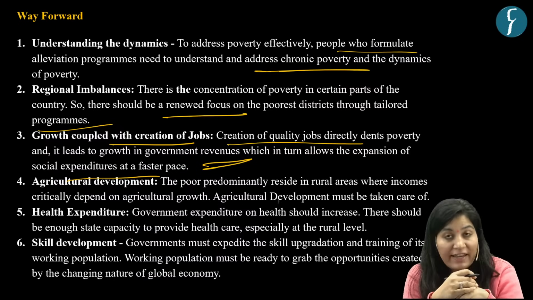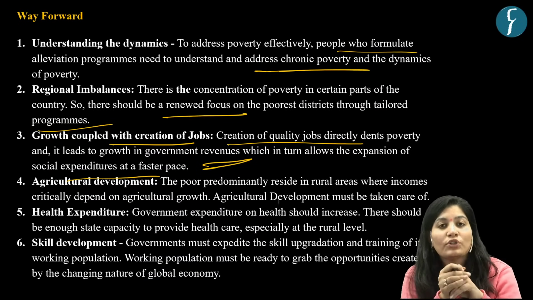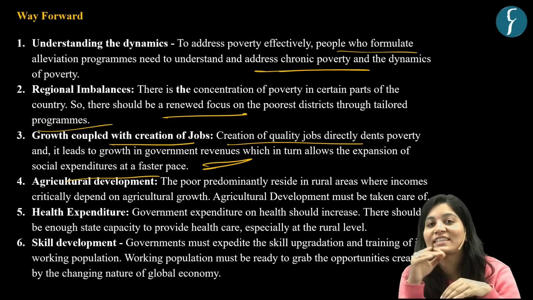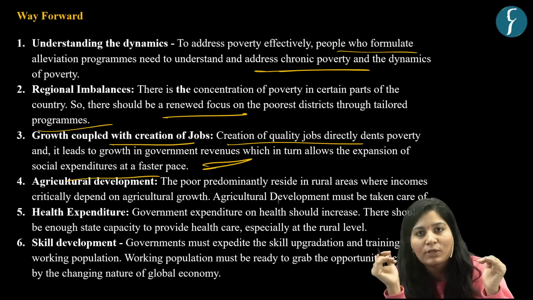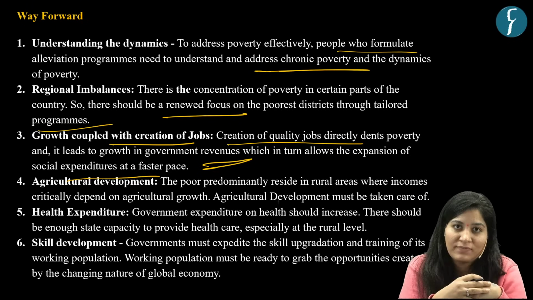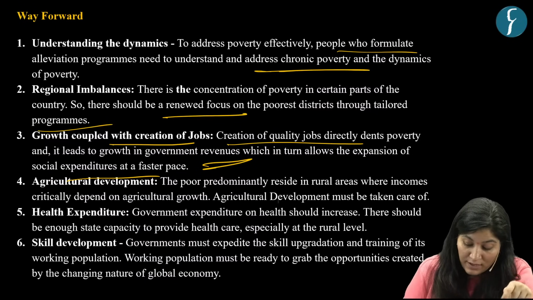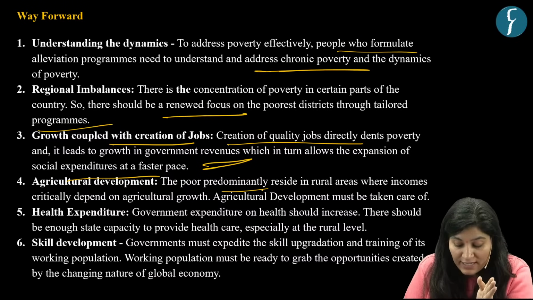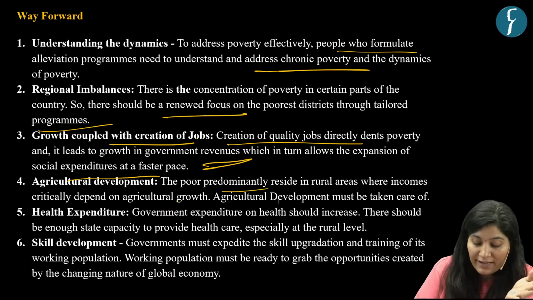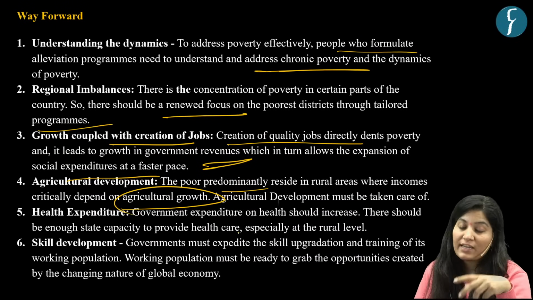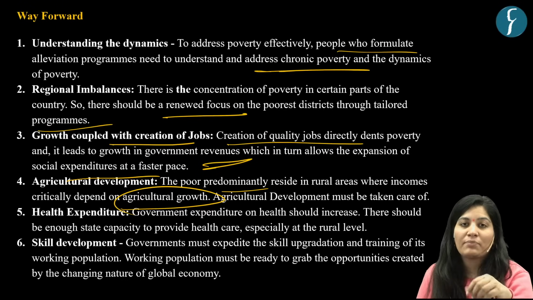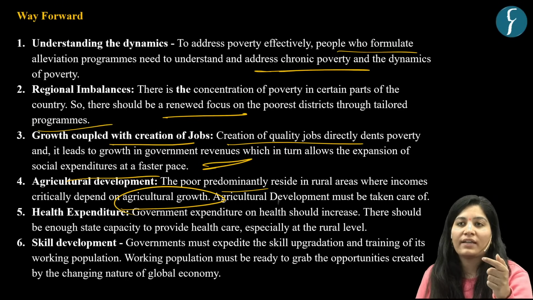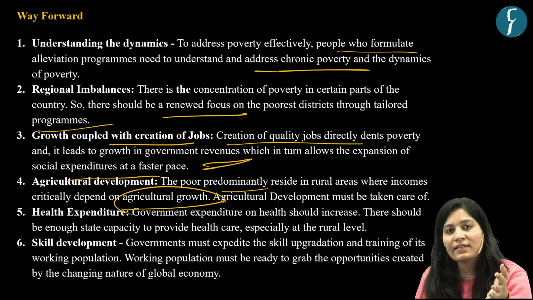Then agricultural development. As I told you, 46% of the population is still dependent on an inefficient sector, which is a worrisome situation. So, the poorest predominantly reside in rural areas where income critically depends on agricultural growth. So, we need to rectify this by providing them loans, by bringing tenancy laws, etc.